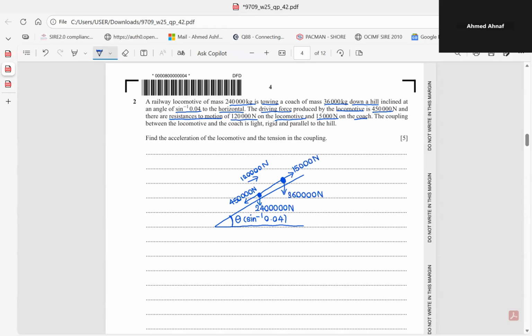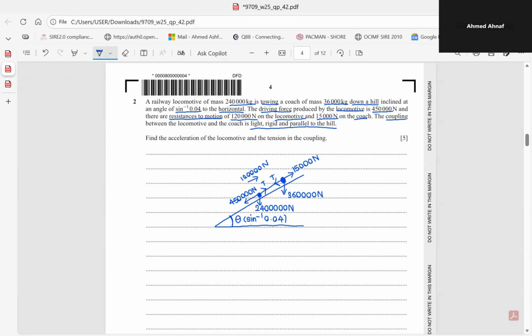Okay, and then the coupling between the locomotive and the coach is light, rigid, and parallel to the hill. So we can treat this as a string, okay? And in the string, there's always tension. So from the perspective of the locomotive, the tension would be acting here, and for the coach, it would be acting in the opposite direction. And we have to take these into account when we take either the locomotive or the coach as their own system, as a separate system.